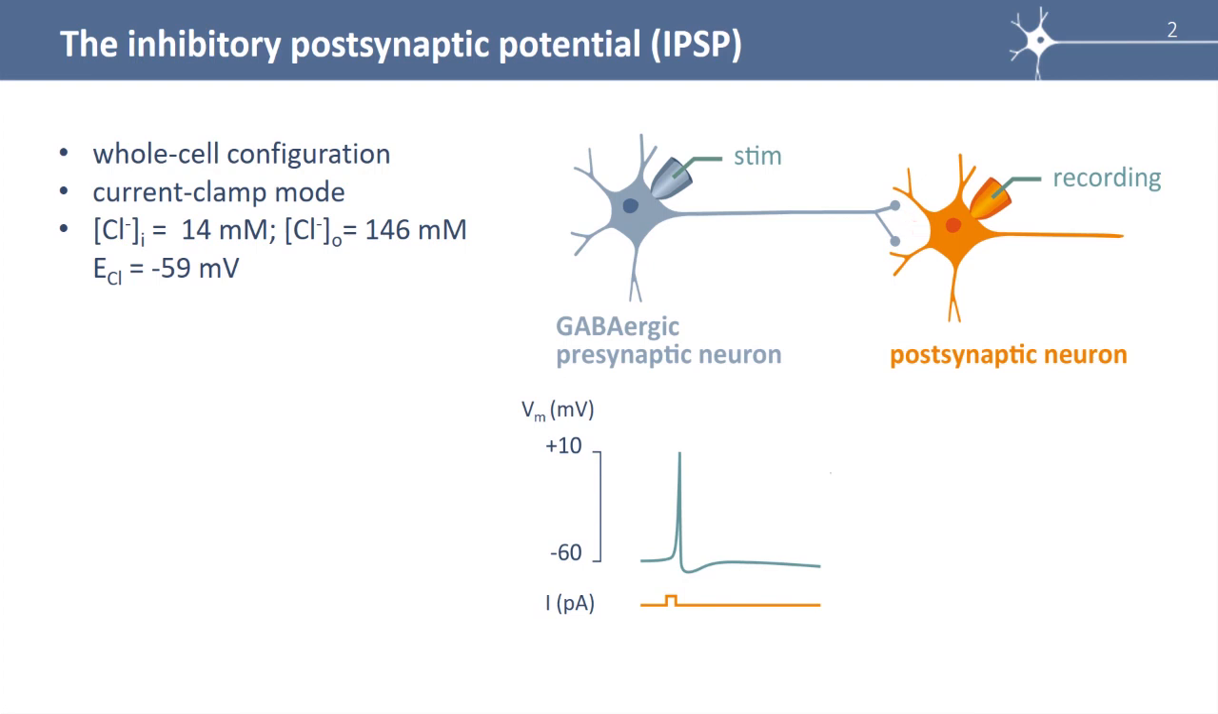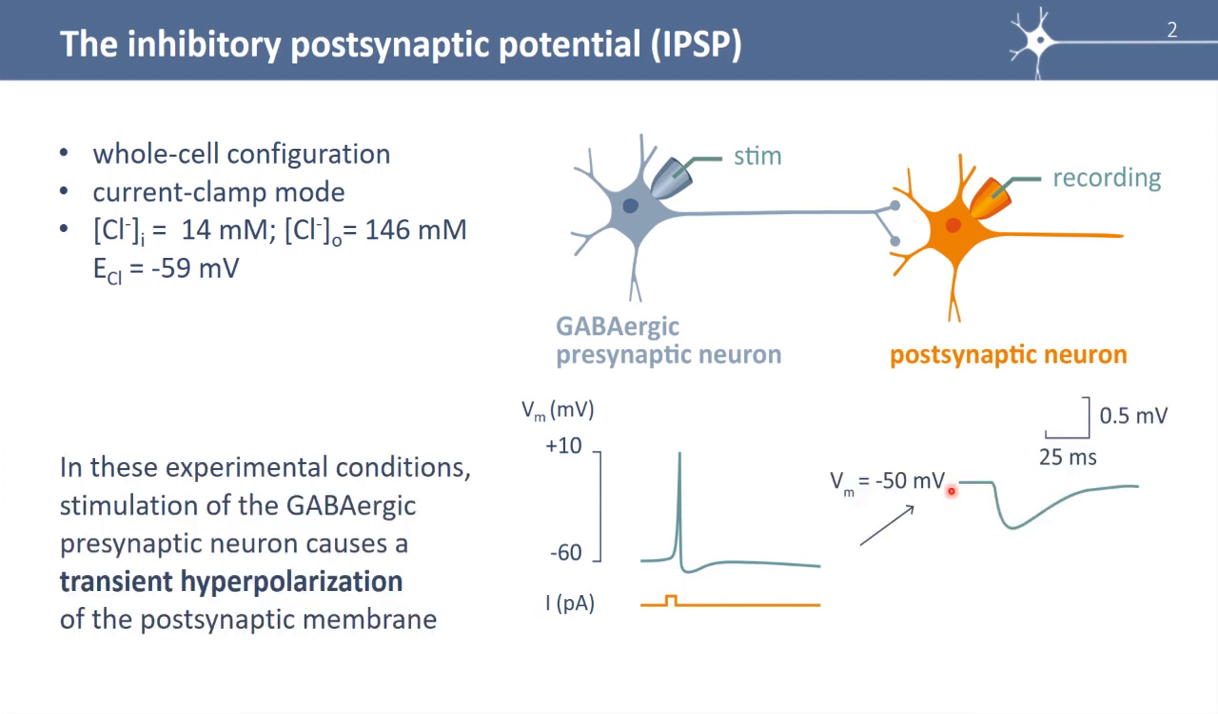The response to GABA is the following. It's a transient hyperpolarization of the membrane called IPSP, for inhibitory postsynaptic potential. This inhibitory postsynaptic potential is of low amplitude. You have here the scale, which is very different from the scale of action potentials. It's very, very small. So the stimulation of the presynaptic neuron causes a transient hyperpolarization of the postsynaptic membrane.